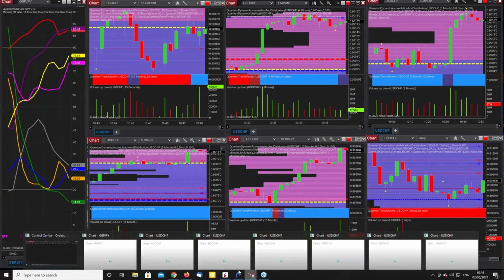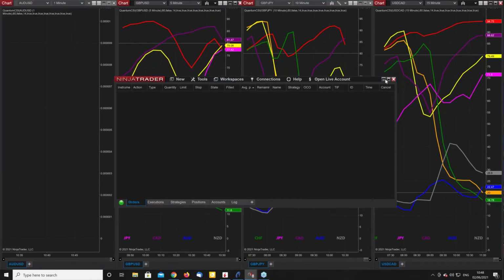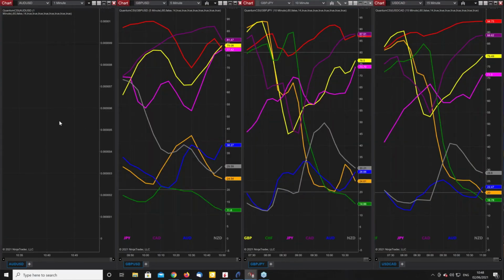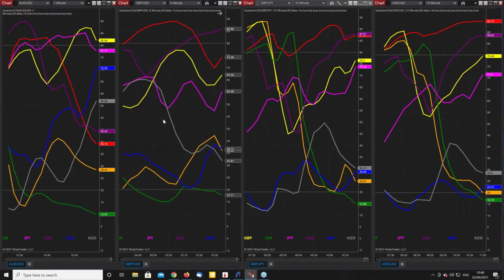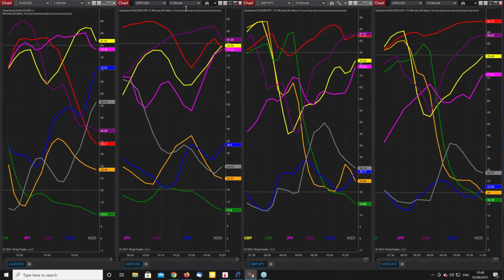Just have a quick look at the CSIs, multiple CSIs, and see what's going on. Current strength multiples, there we go. Basically, this is what we're seeing. I've got the 1 minute here, the 5 minute, the 10 minute, and out to the 15. The dollar, as we can see right up at the top, is very strongly overbought. The Swiss franc is at the bottom. We've also got the euro down there, and the Aussie down here also.